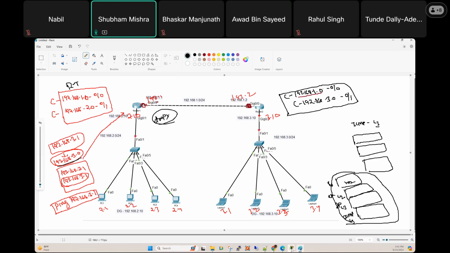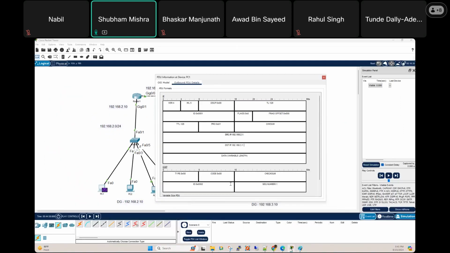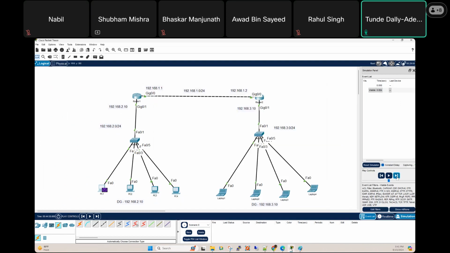So right now when we check this one, what are we getting? Only ICMP and IP. It means only layer number 3 information is there. Layer 2 is missing, so this packet is not completely encapsulated. Everyone understand? We only have ICMP with the source IP and destination IP, but no MAC address.